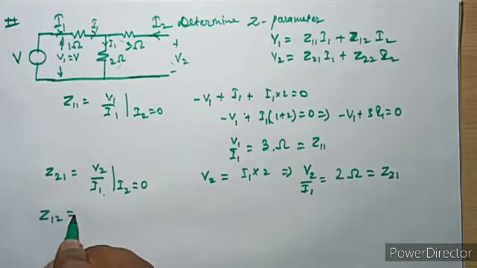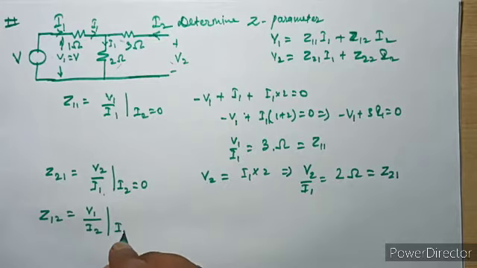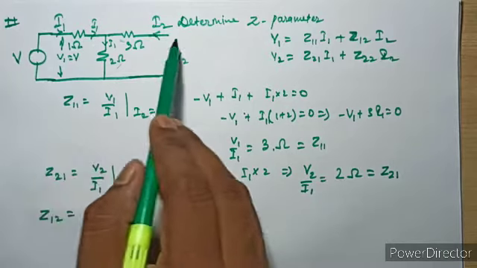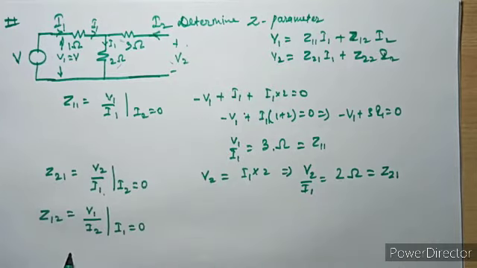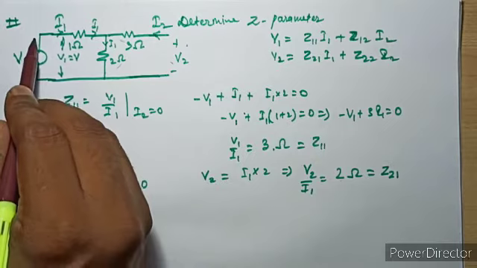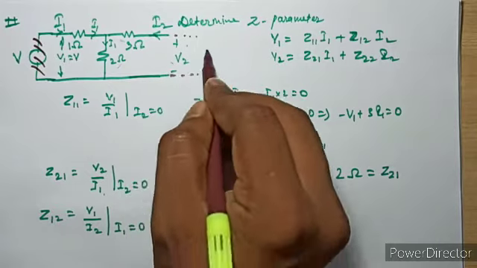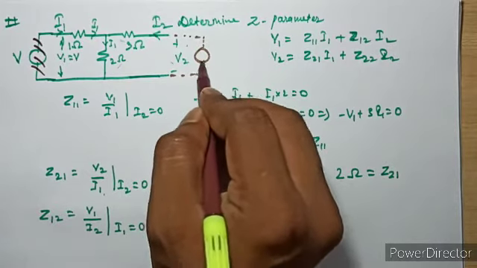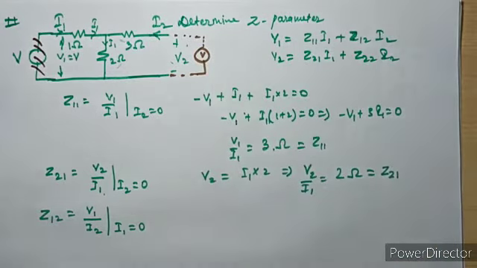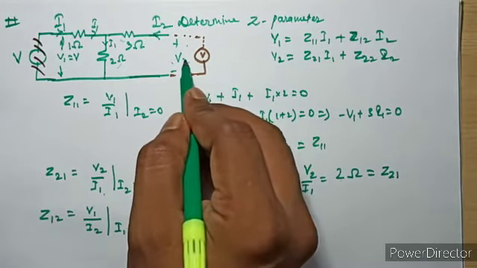Similarly, our Z12 will be what? Z12 will be V1 by I2 when I1 is equal to 0. Now I1 will be 0 means we have to open circuit this terminal, now this will be cancelled, right, and apply a voltage source here. Say this is V, right? In that case our V will be nothing but V2.